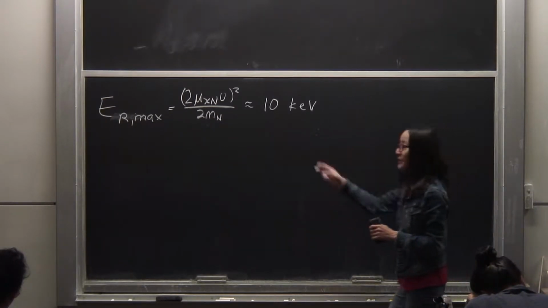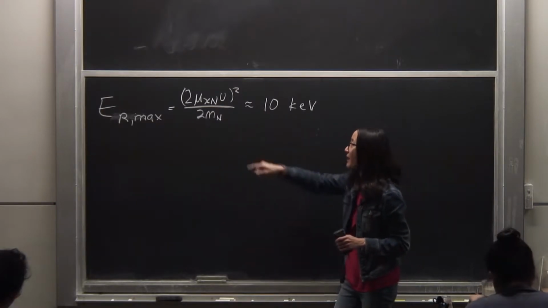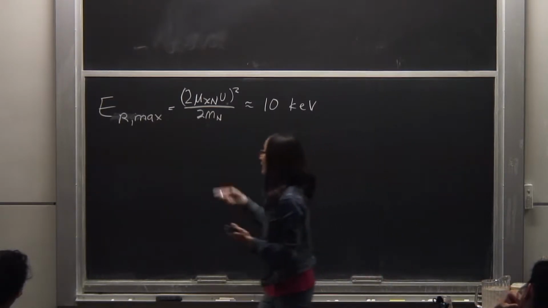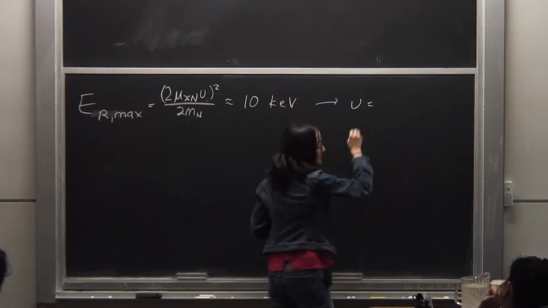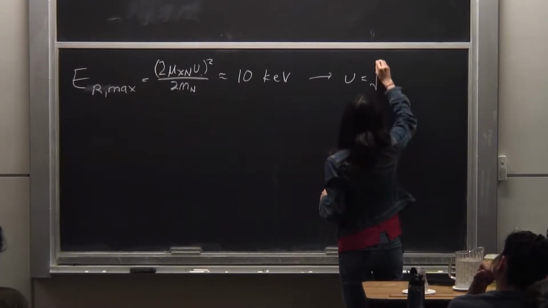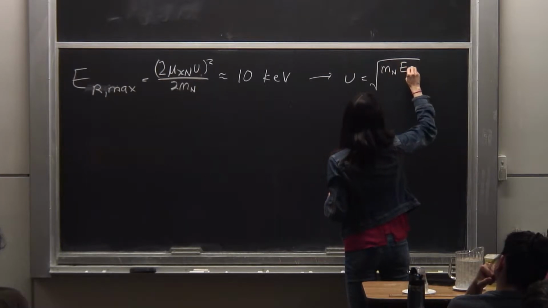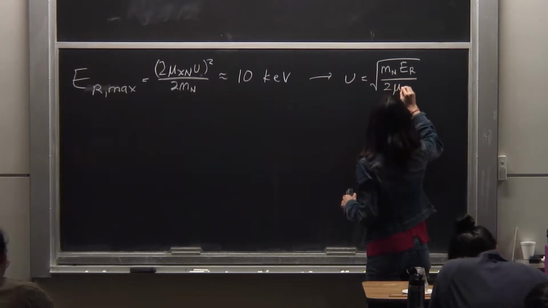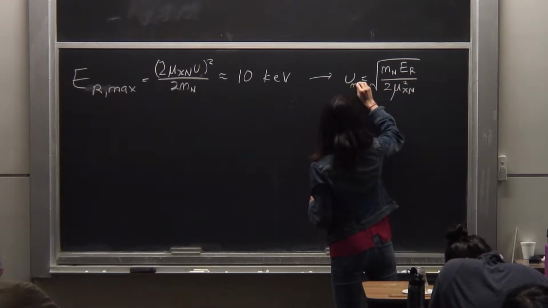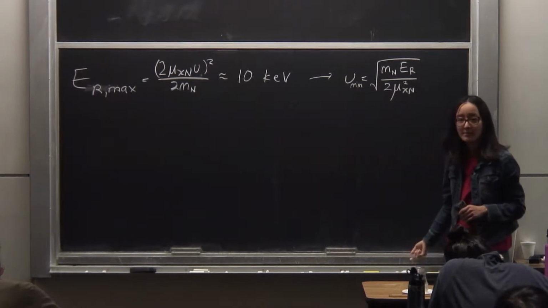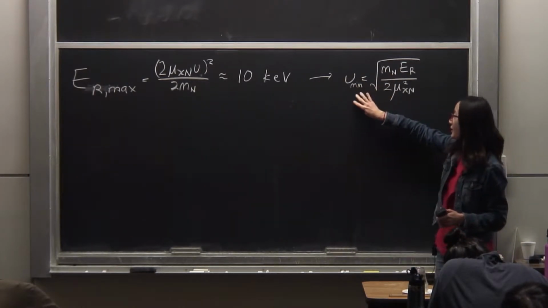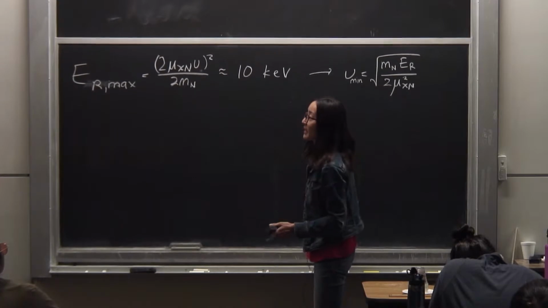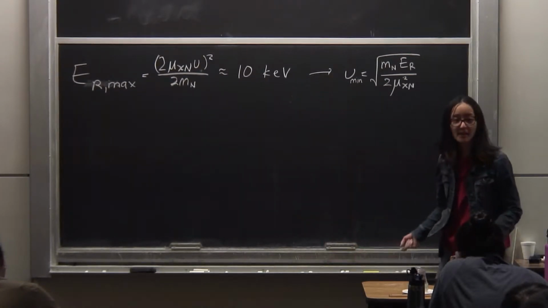We can also turn this around and say something about what the velocity of the dark matter has to be in order to give us a certain amount of recoil energy. So I just rewrite this equation. As expected, to get more recoil energy, we have to start increasing the dark matter velocity, and that will matter because we will have a cutoff in the dark matter velocity of order the escape velocity locally.